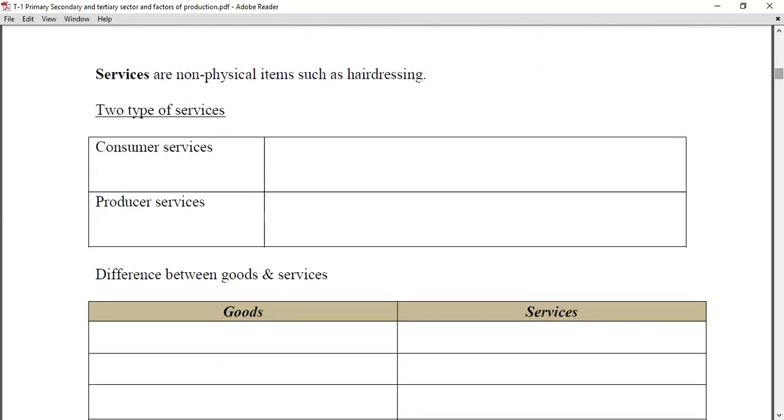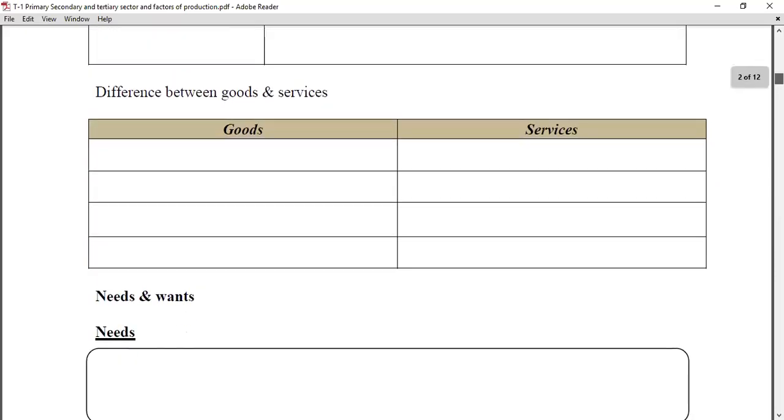Services also we can classify into two, consumer services and producer services. Consumer services are the ones used by ordinary people, like hairstyling, gym, doctor, insurance, something like that. And producer services are the services obtained by businesses, like market research, industrial cleaning, business consultation, something like that. And also we talked about the difference between goods and services. Goods are tangible, services are intangible. Goods are perishable, services are imperishable. Goods can be separate from the owner, services cannot be separate from the owner. Goods are durable, services are non-durable.